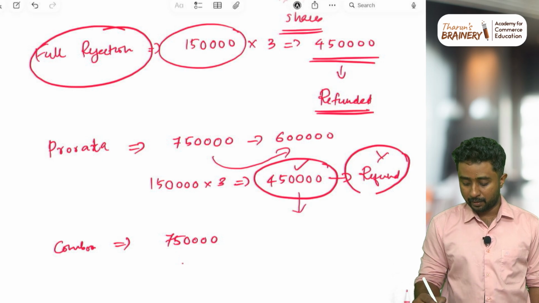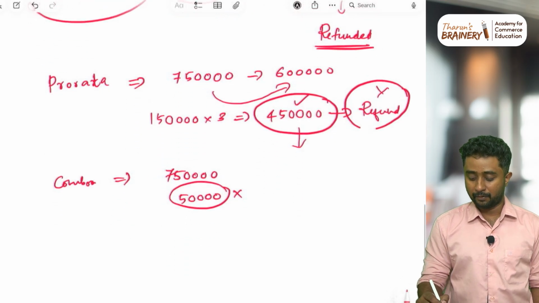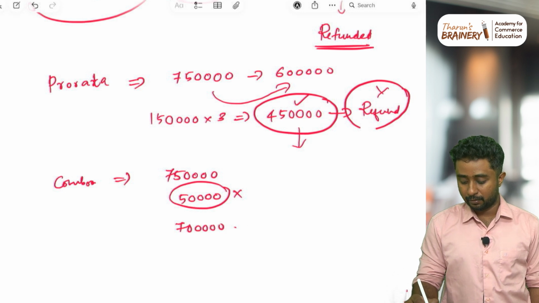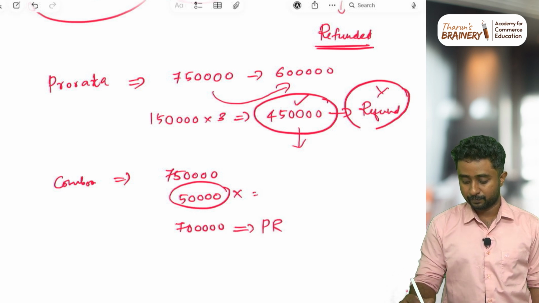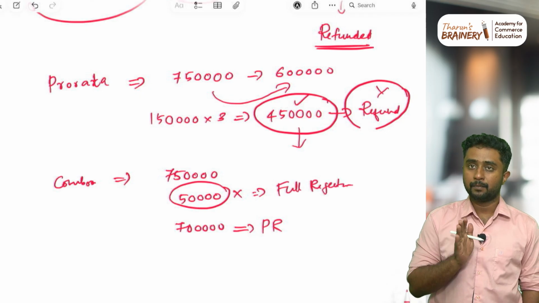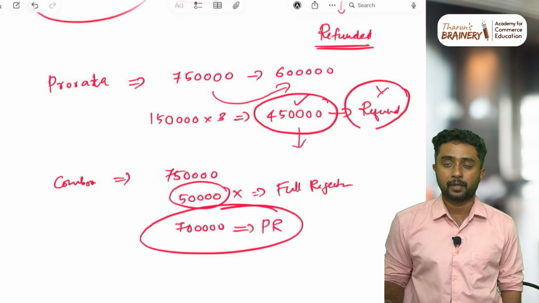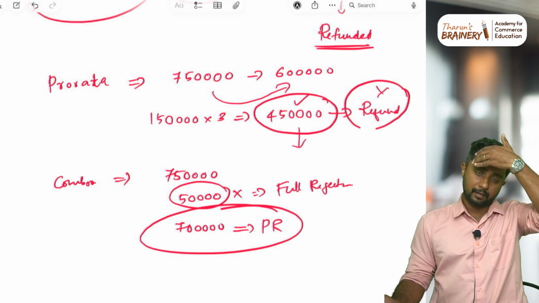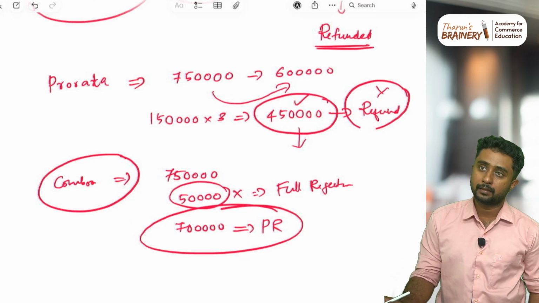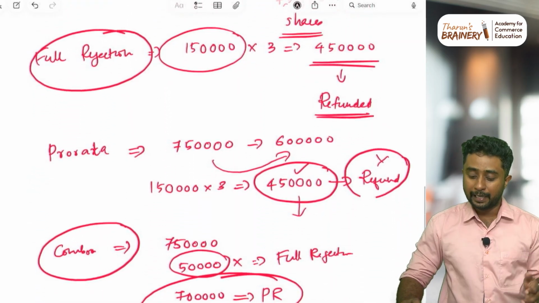Some amount of applications we will go for full rejection. Say for example 50,000 we are going for full rejection. After 50,000 is gone from 7,50,000, how much will remain? 7 lakh will remain. 7 lakh shares we will go for pro rata allotment. So that means out of the total applications, some number of applications we will go for full rejection, some number of applications we will go for pro rata allotment. This is how we are going to handle this kind of situation when it comes to combo cases. Most of the time when it comes to boards, they will be asking combo cases only. Now we will go and see which out of these options, which one they have adopted.